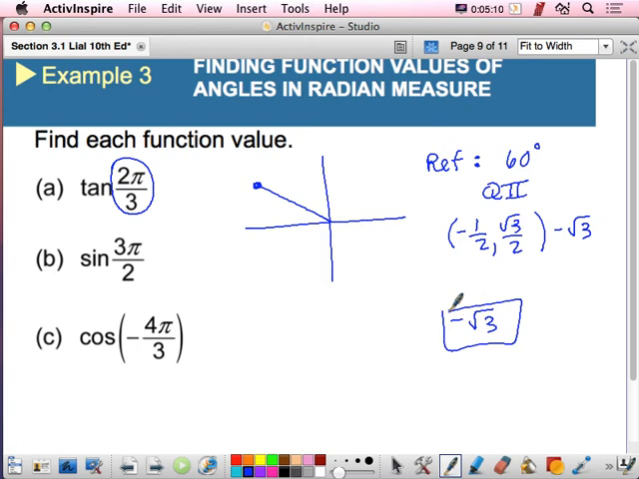To evaluate a trig function from the unit circle, you really have to know three things. You have to know the reference angle, you have to know what quadrant it falls in, and you have to know the ordered pair that goes with that reference angle and adjust the signs accordingly for that quadrant. That's part A. Let's look at part B together.